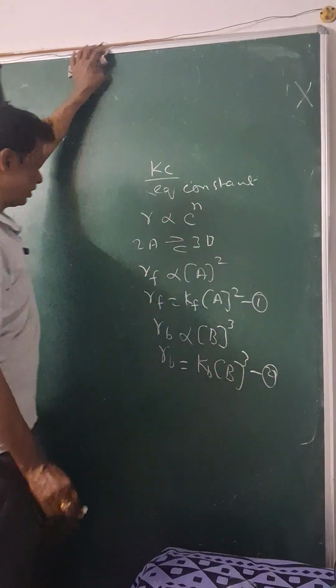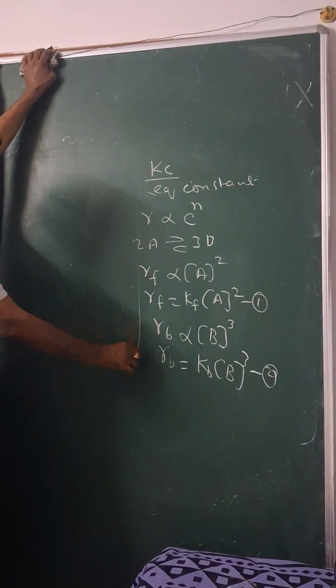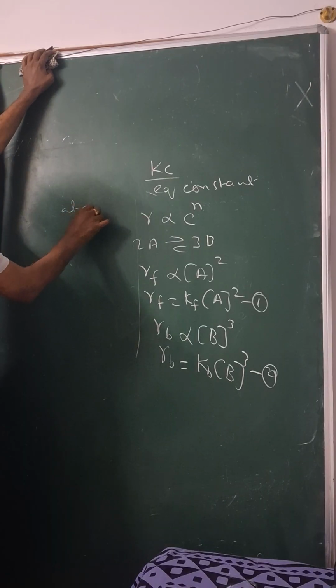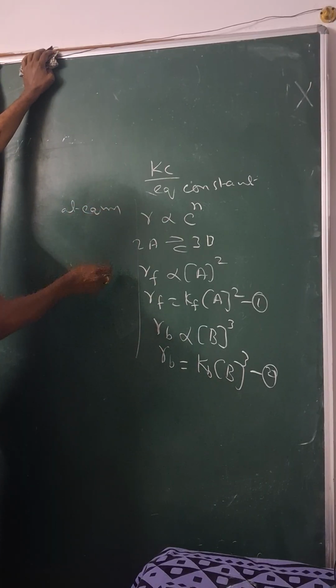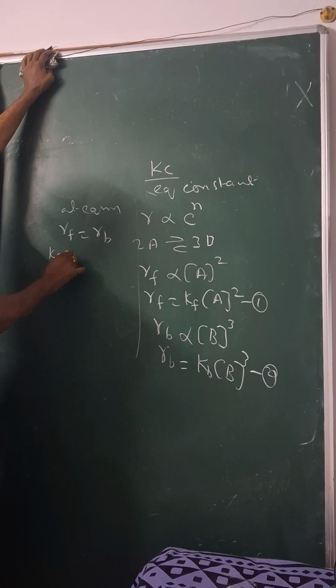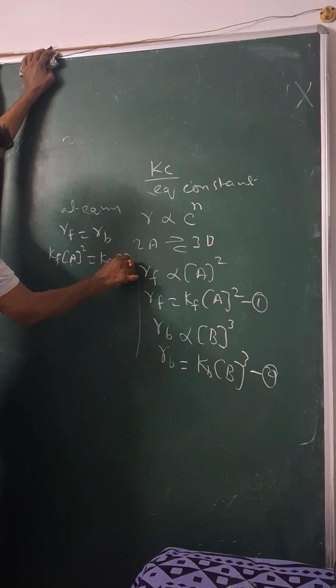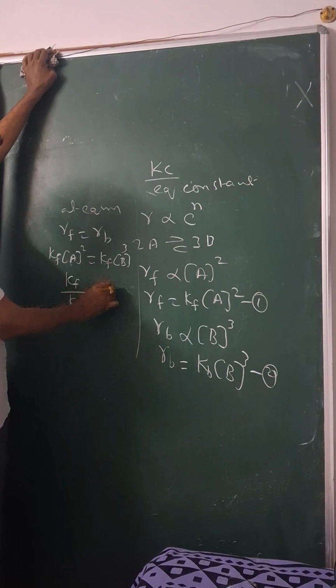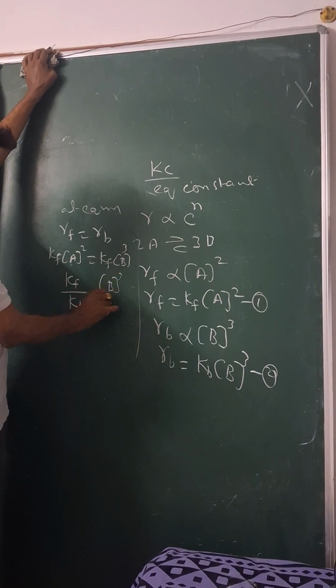At equilibrium, two are equal. First equation is equal to second equation. Rf is equal to Rb. So substitute this A power 2, B power 3. Kf by Kb. Ratio of the rate constants, B power 3 by A power 2. Kf by Kb is equal to Kc.